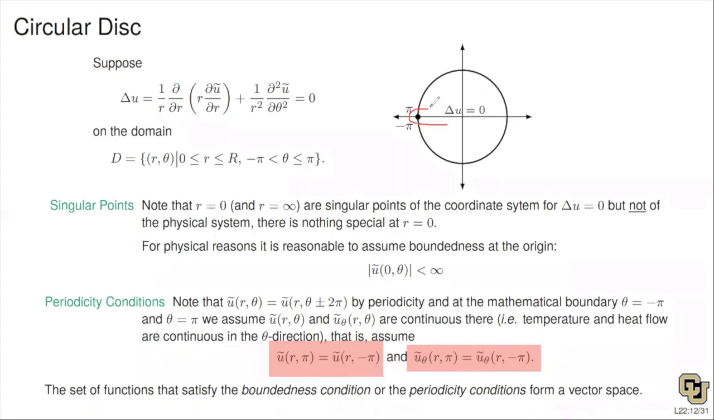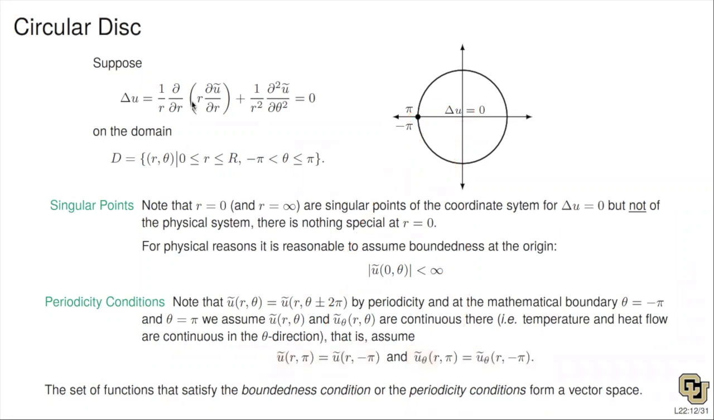We have this artificial mathematical boundary, and there we're making an assumption which is physically motivated. The temperature doesn't know about any artificial mathematical boundary. The temperature is just going to flow as it naturally does. If this is just a metal plate, there shouldn't be any difference; it should just flow continuously. So these are our assumptions for the circular disk.